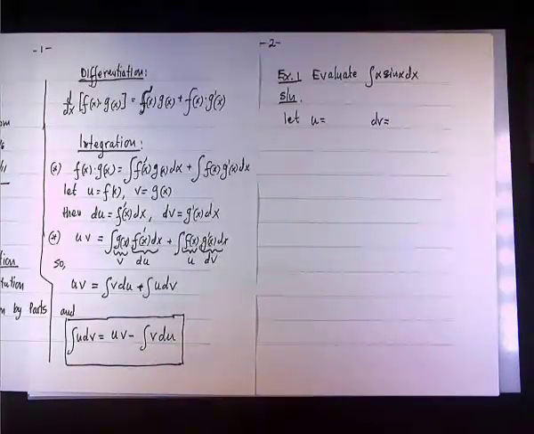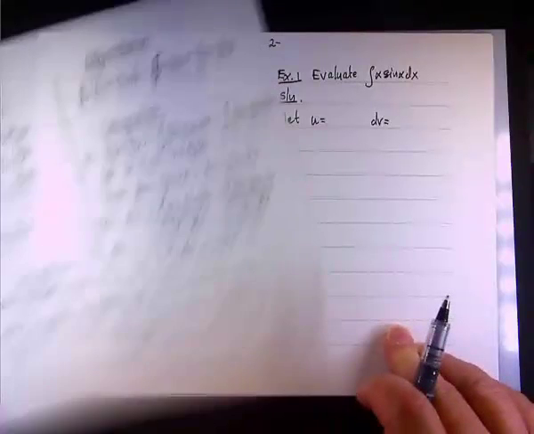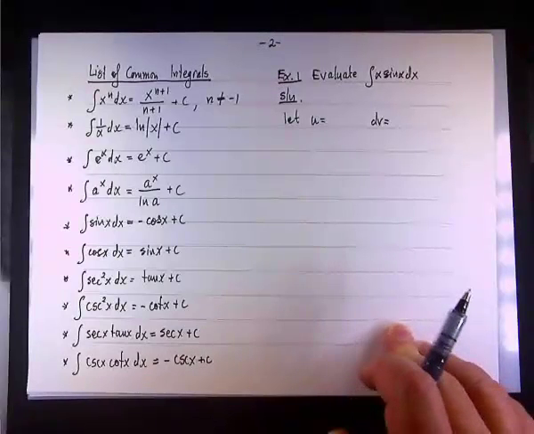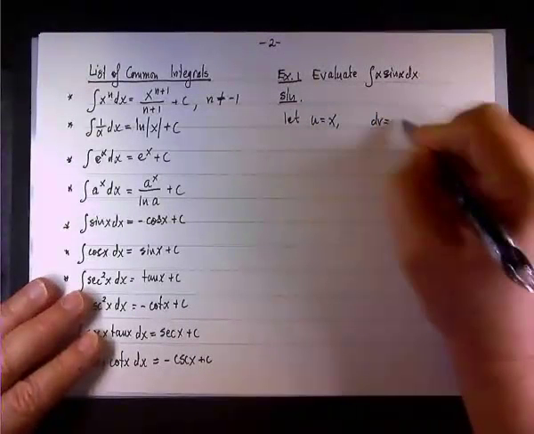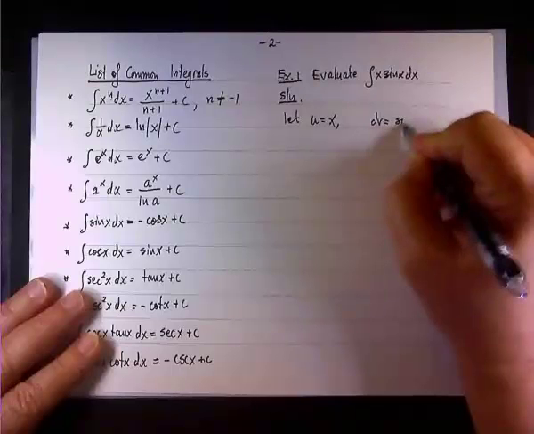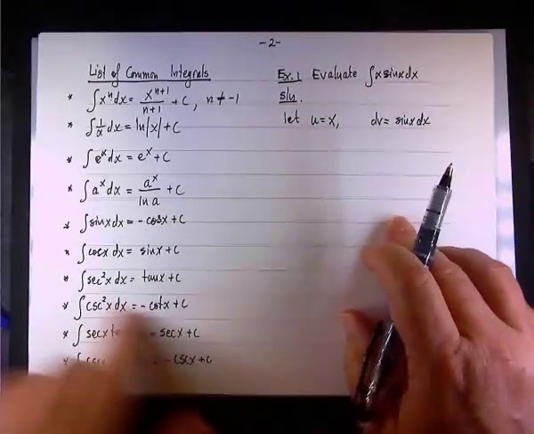Now, this will be the first step in evaluating an integral by the integration by parts technique. We need to establish u and we need to establish dv. So what would be your choice, folks, of u, and what would be your choice for dv? I'll let u be x and dv will be sine x dx.